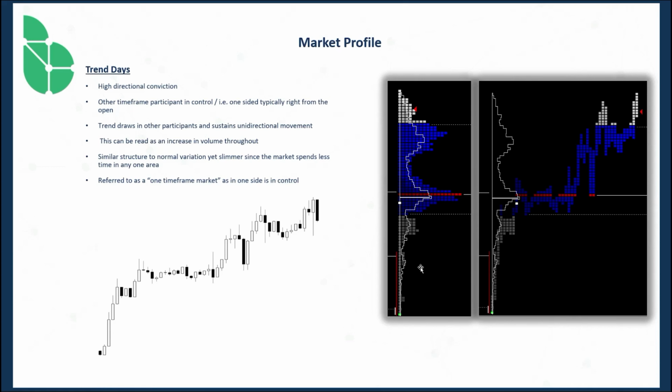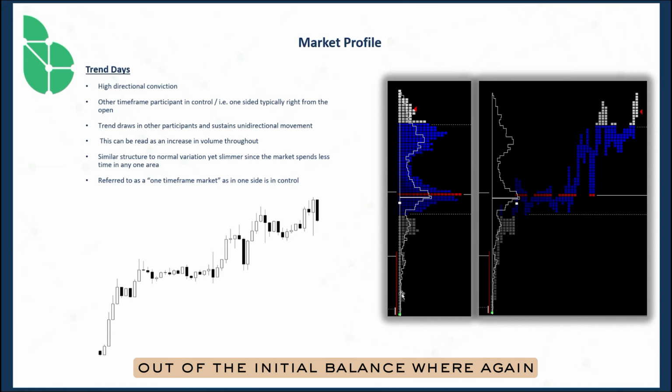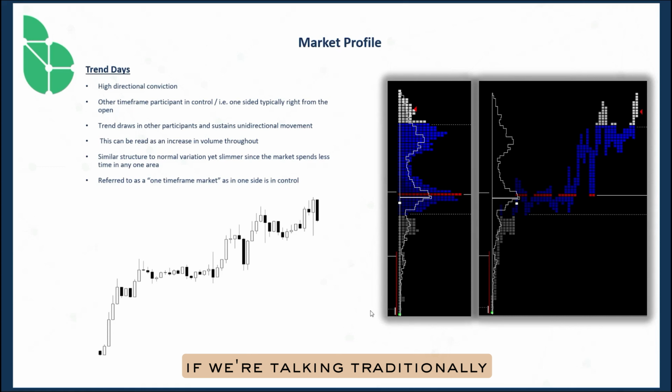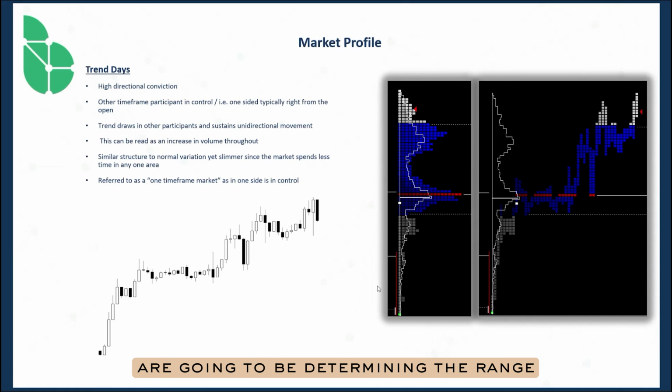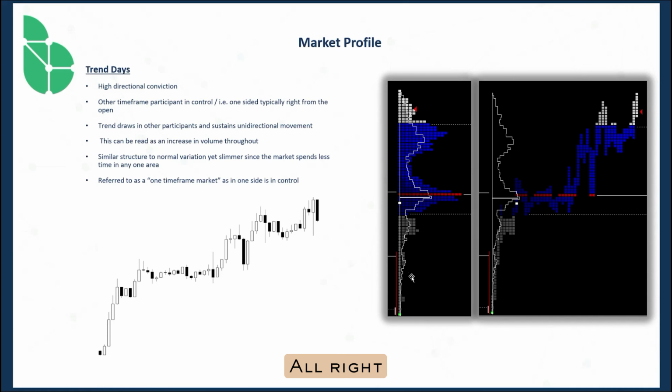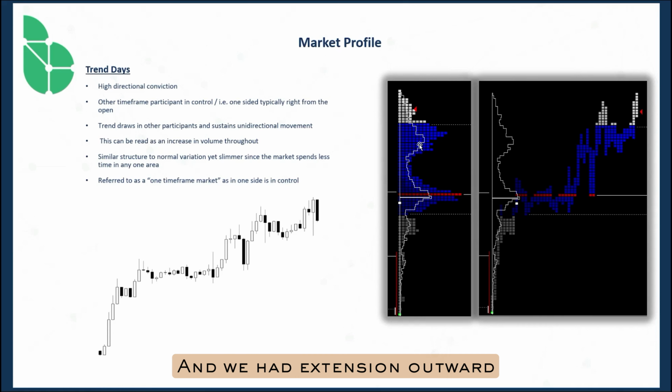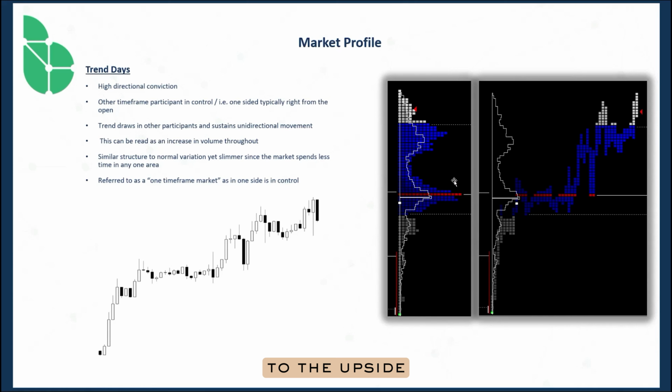All right, so they've moved the price out of the initial balance, where, if we're talking traditionally, this is where your floor traders are going to be determining the range, or trying to determine the range. Again, this is a pretty wide initial balance, and we had extension outward to the upside. The other time frame participant in this case is a buyer in control. So this is pretty one-sided from the open, right?